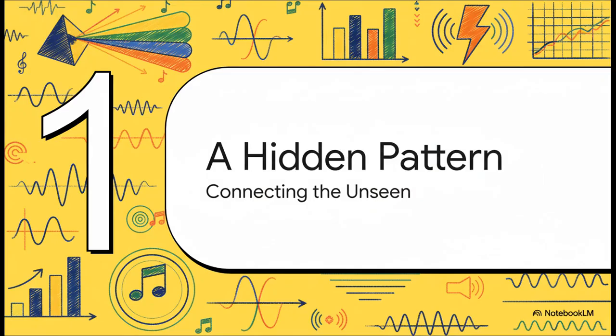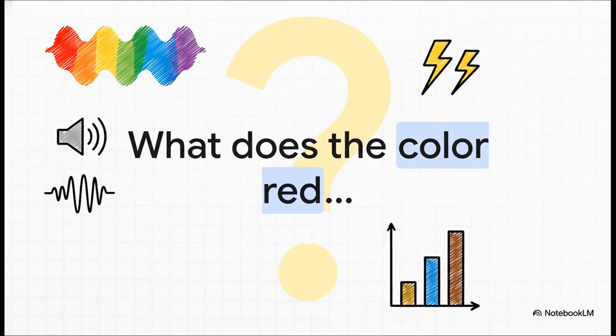So to get us started, I've got a little puzzle for you. I want you to think about 3 things that seem totally, completely unrelated. Okay, first up, the color red. You know, that deep, brilliant red of a stop sign, or a perfectly ripe strawberry. Just get that color in your head.